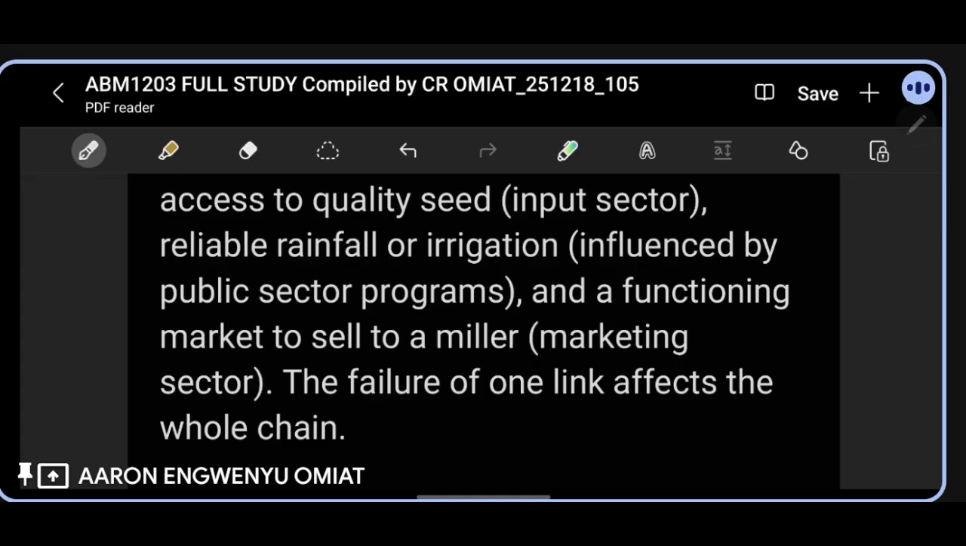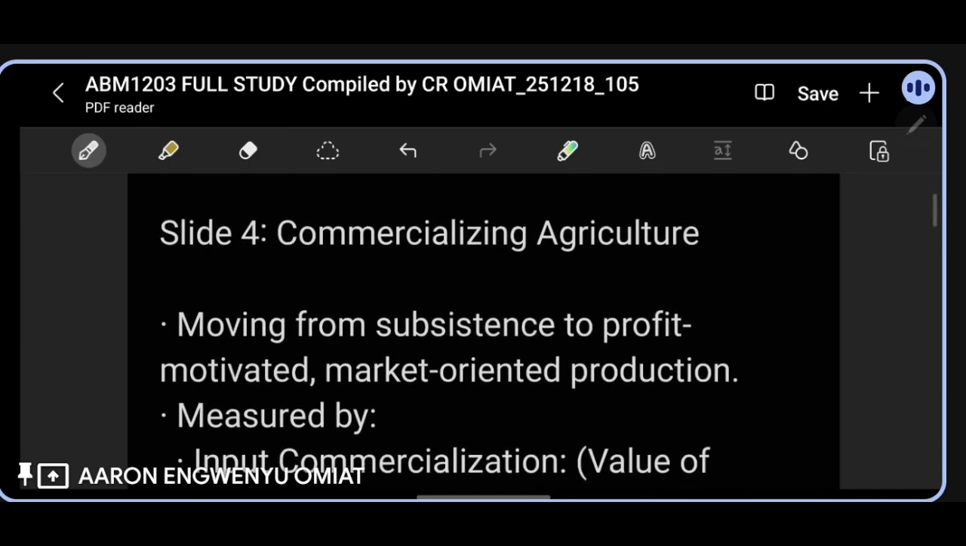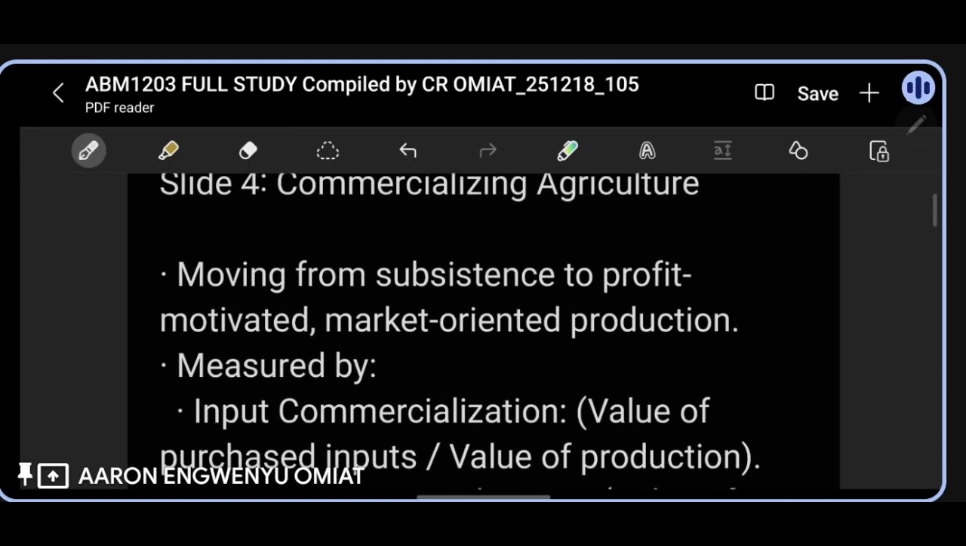Input, production, processing, marketing, public sector. These five is what makes up the agribusiness value chain. So moving forward, we are now going to look at the big man in the room, which is commercialization of agriculture. Commercialization is simply moving from subsistence to profit-motivated or market-oriented production.